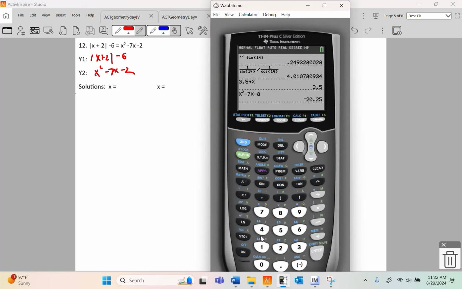The absolute value function on a TI-84, first off, we're going to Y equals. But absolute value is under math, how a typical teenager feels, which is num, and it's right there along the top, ABS. X plus 2. Arrow out, minus 6. And Y2 is the second function, x to the second, minus 7x, minus 2. And I teach kids to do what's called a zoom 6. So zoom, choose 6. You can actually just hit the 6 key.